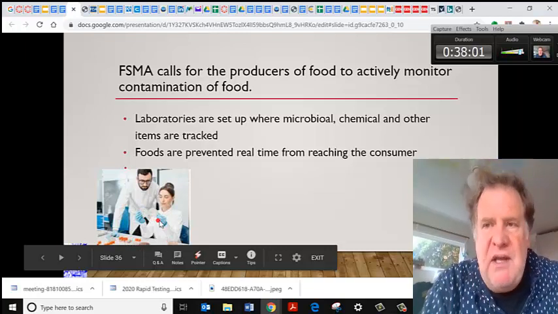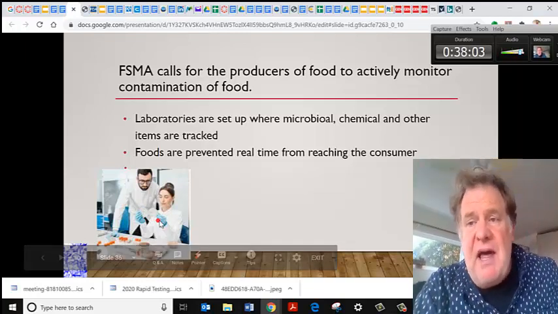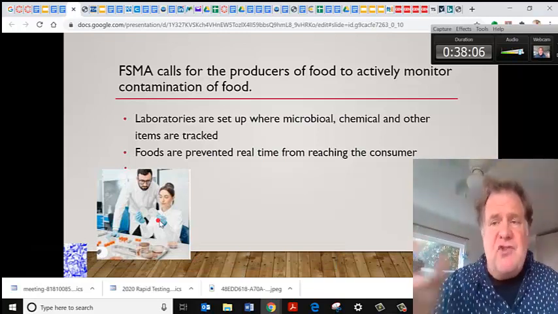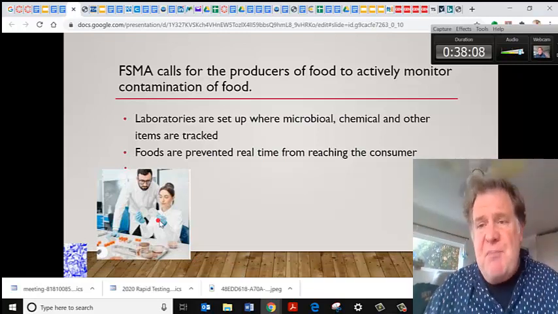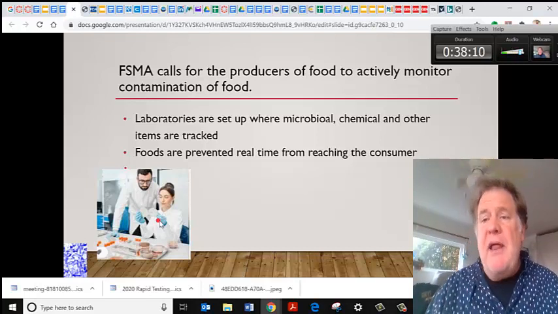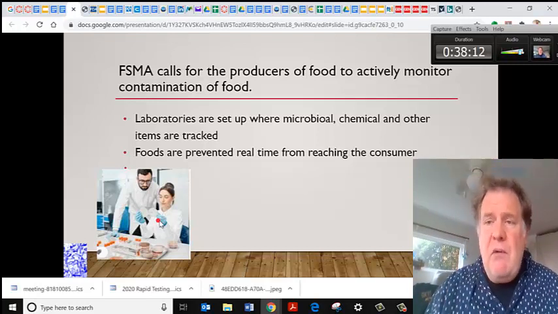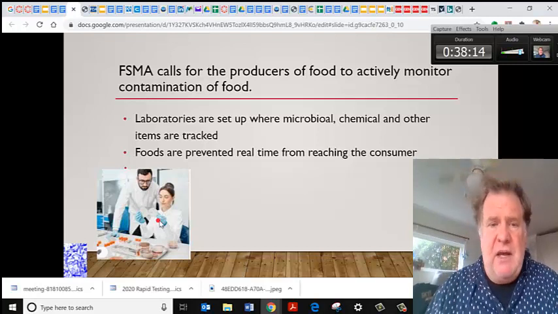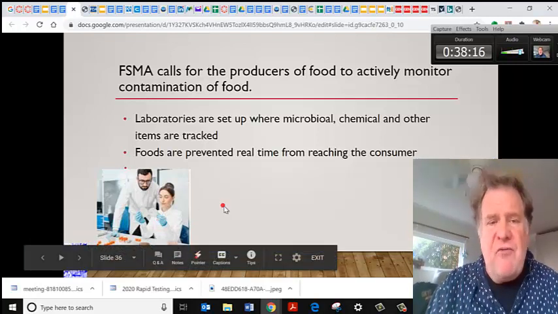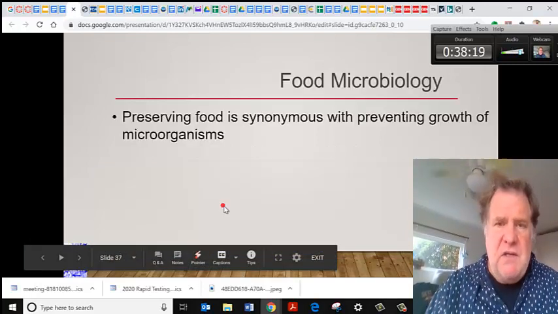And so what we need to do is, in the past, we would handle food a certain way. The food would go out. If a bunch of people got sick, we would go back and recall that food. But now what we want to do is prevent that from happening, right? So we're looking for the microorganisms before they go out, so that the material is safe.